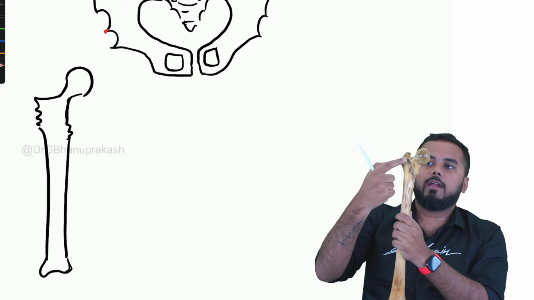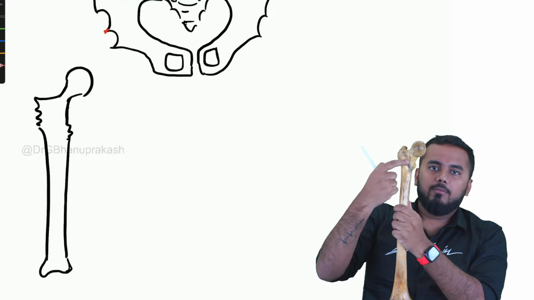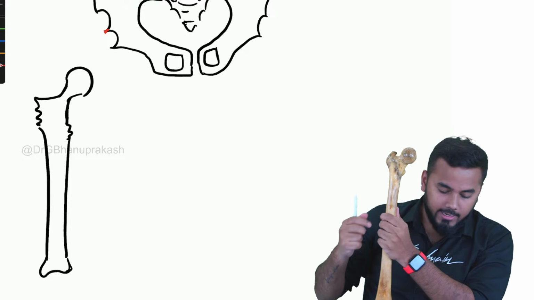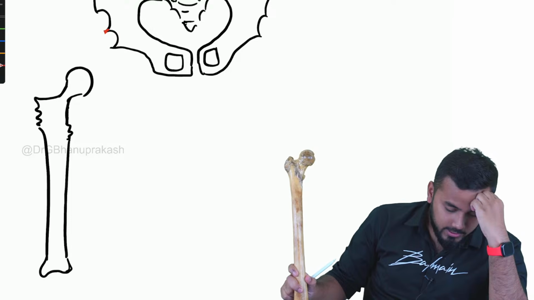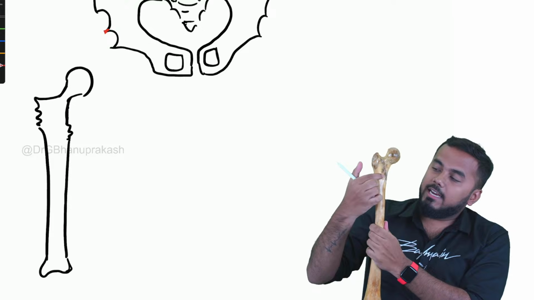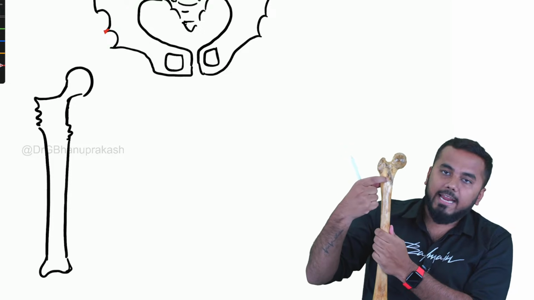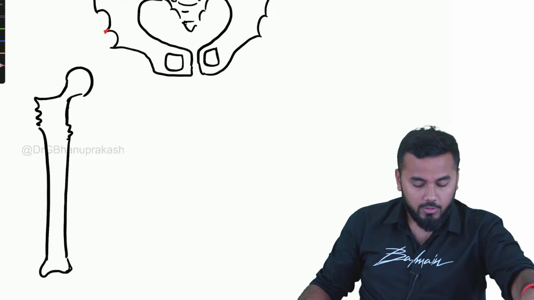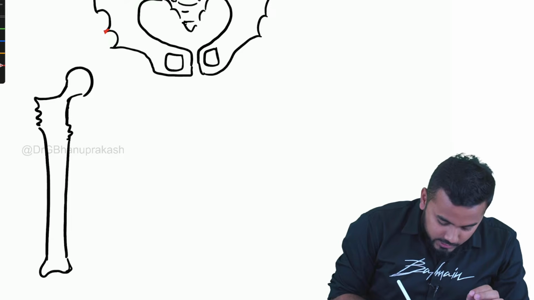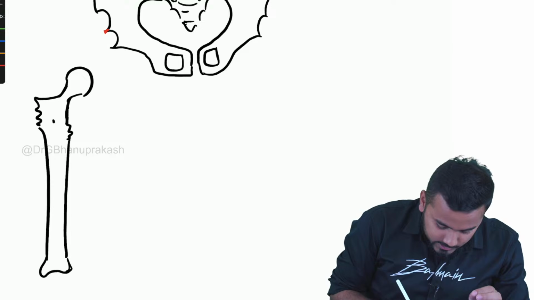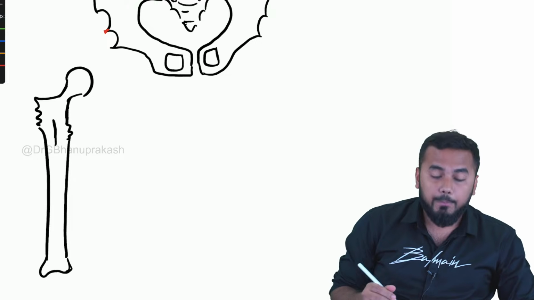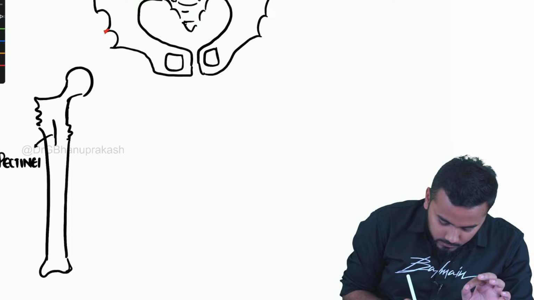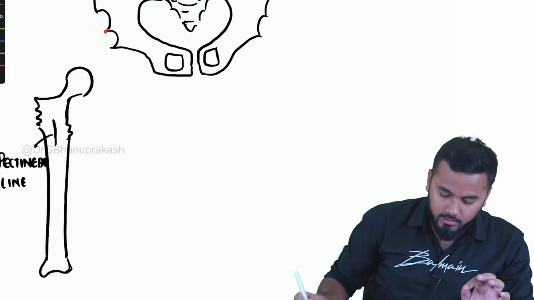But in between these two trochanters, you can see a black color line here. You can see a black color line like this, right? Now, just near this black color line, you have got a very small line and that is called the pectineal line. Look here, this is a small line like this. What is this line called? Pectineal line.